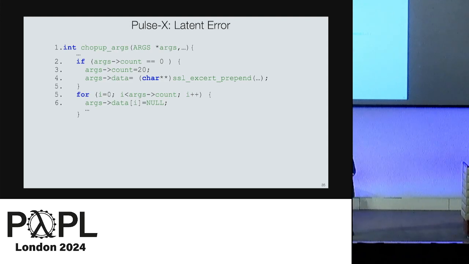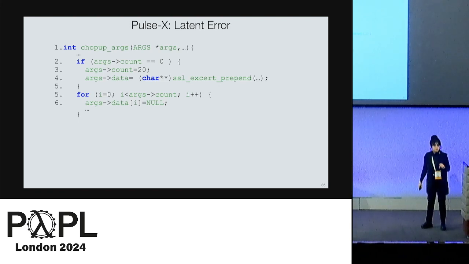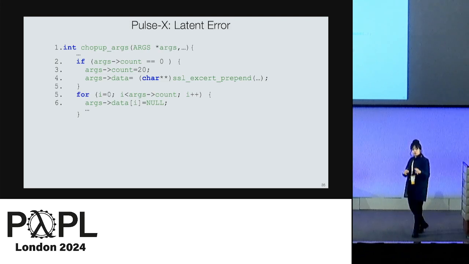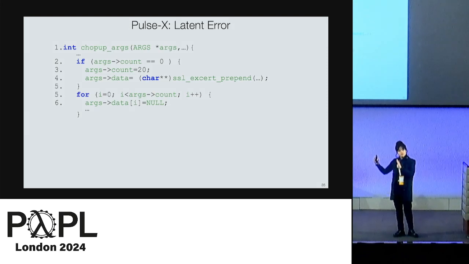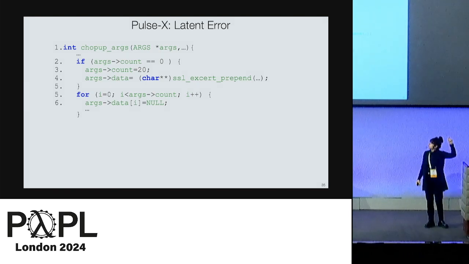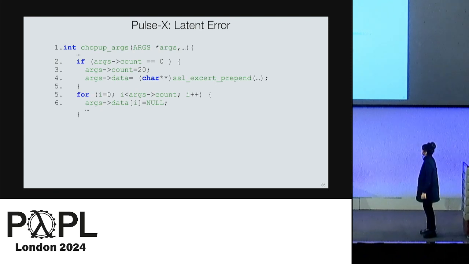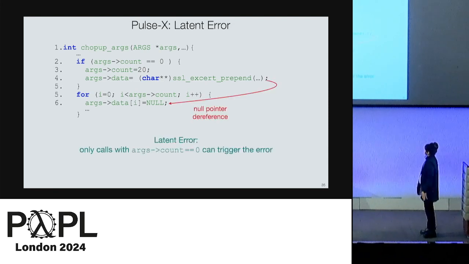So this is a latent error, because this error occurs only for inputs where the count is 0. So if the count is 0, then you will take this path and potentially get a null pointer dereference. So this is something that we will call latent. We will record the summary and hold on to it like a vengeful friend. And then later on, if we come across a call site that calls chop-up args, and we can show that it is calling it with an argument that has count 0, then at that point, that error becomes manifest, and then we report it. So this is latent because it only happens on certain inputs.